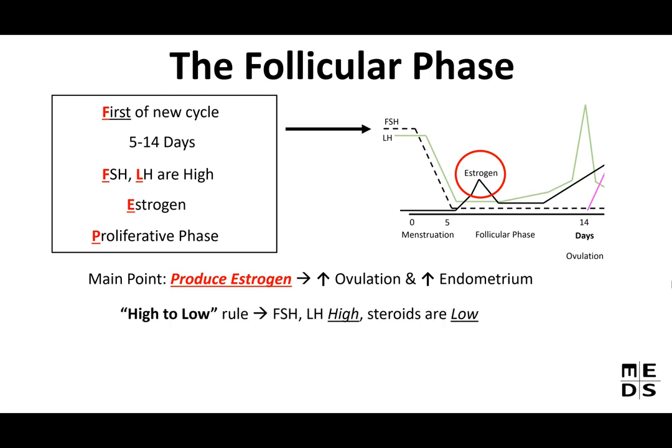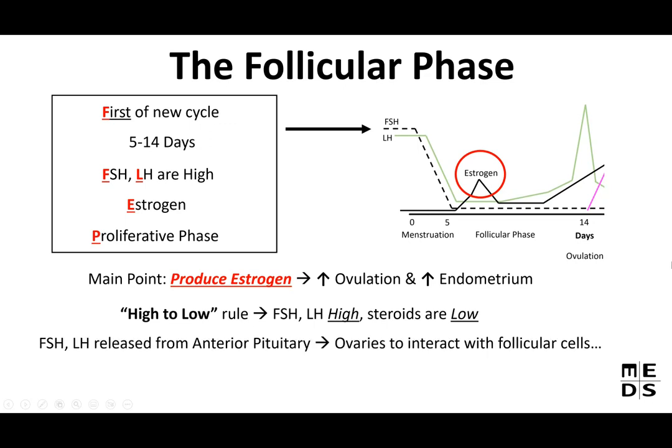So remember, like I said, high to low rule. FSH and LH are going to be high and the steroids are going to be low. So I'm going to use my cursor again. Here's FSH and LH. It starts high and the hormones are going to be low. They're going to be down here. You can see that estrogen starts nice and low, and progesterone, I didn't even draw it in here because it gets so confusing. It's so clustered, but those are going to be low.